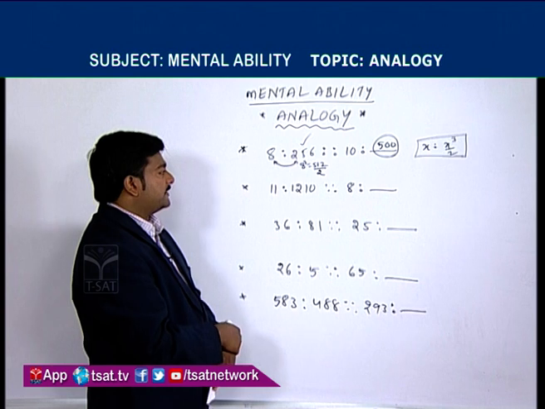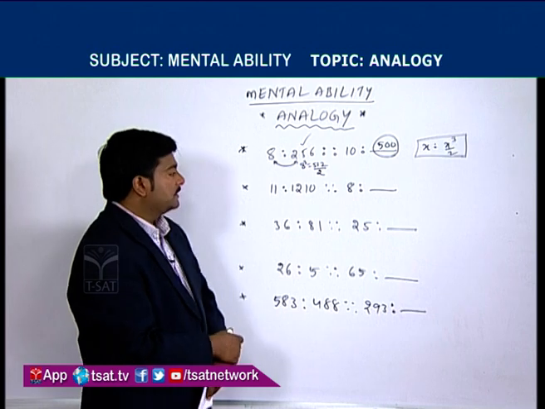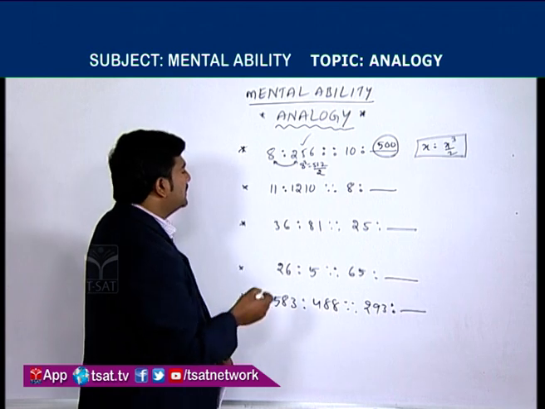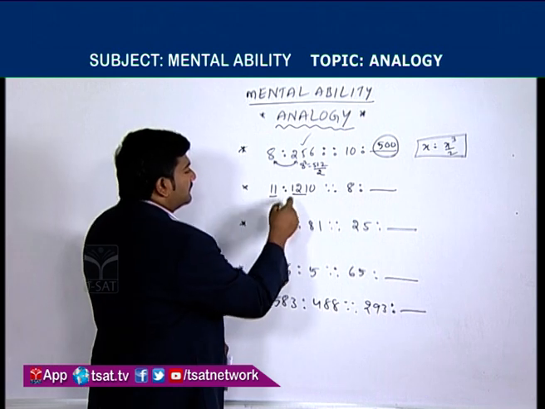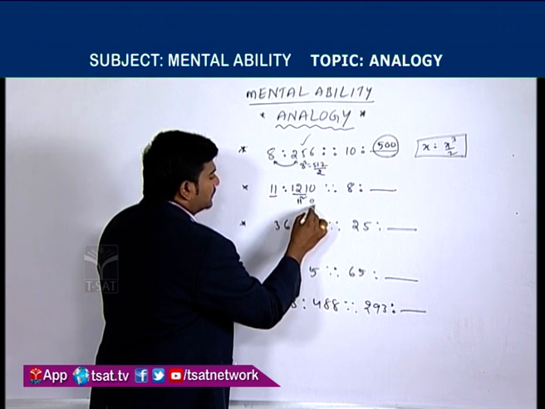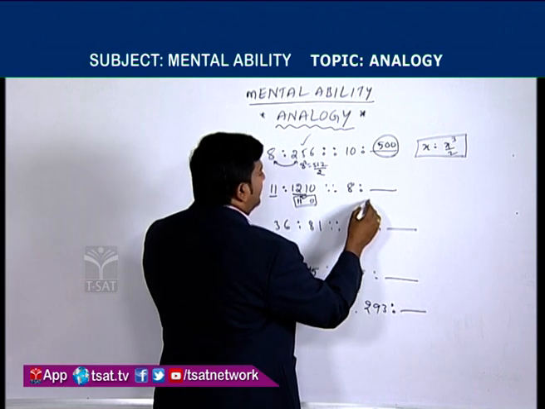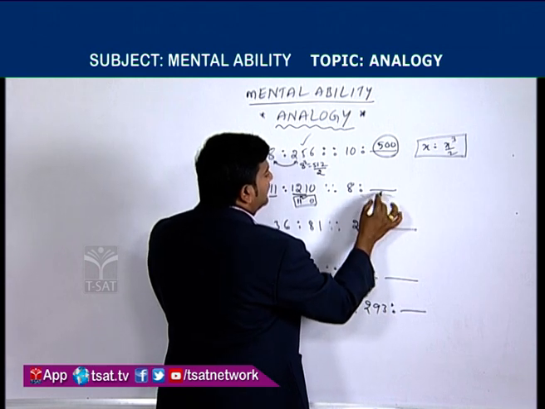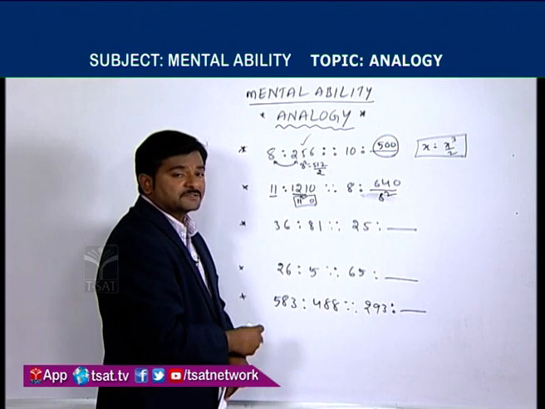So now observe here, 11 is to 1210 as 8 is to dash. Usually you may think in this way, many answers are possible. 11 and 121, so 11 square, and for 11 square he simply added 0. Now what I have to do? 8 square, which means 64. I need to keep the 0 beside the square of 8.